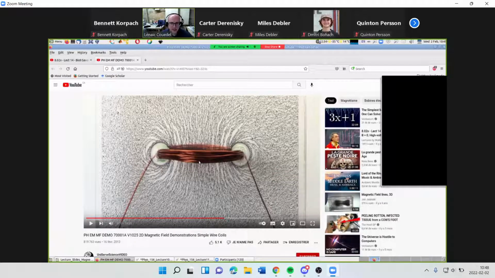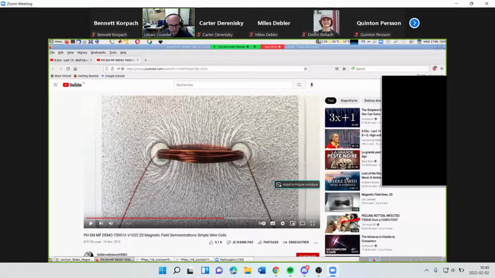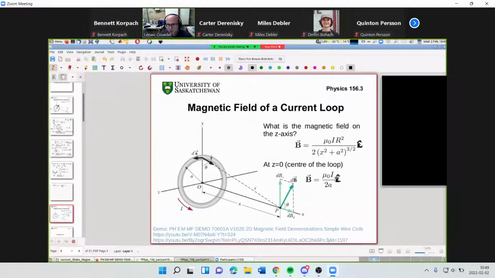So if you have N equal 1, you recover this formula. But if you have N turns, like in this demo, you had 15 turns, then your magnetic field will be 15 times that. So that is valid for one turn. But if you have N turns, at the center of all the turns, B will be equal to mu 0 Ni over 2a I hat. Make sense for everyone?